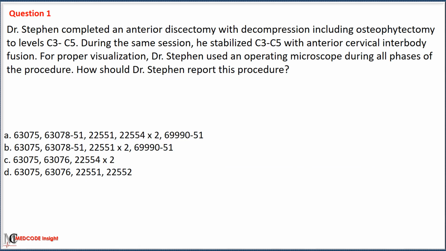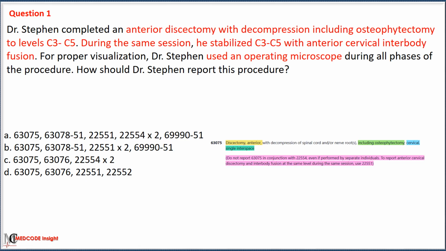In the given scenario, an anterior discectomy with decompression, including osteophytectomy, at levels C3 to C5 is performed. CPT code 63075 is used to report this procedure. Based on the parenthetical note given below code 63075, we first eliminate options A and C. The note states, do not report code 63075 in conjunction with code 22554, even if performed by separate individuals.